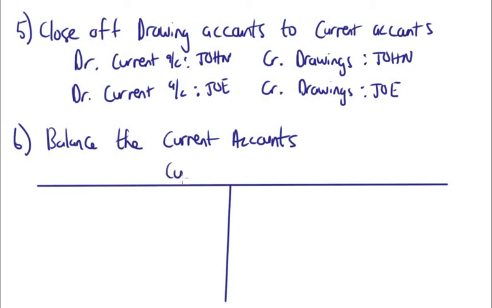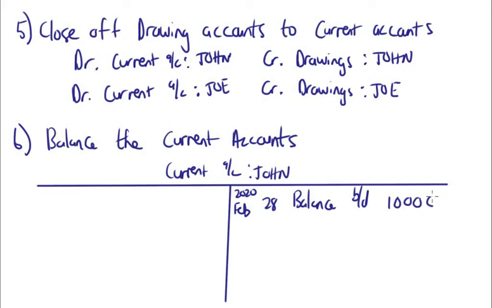So for example, if I look at current account John, we could have a balance here. Let's say that this happens at the end of Feb. So it's 2020 Feb over here. That's our naming convention. We're going to say balance brought down. Now remember, I told you guys in terms of this step they have to give that to you. So let's say they have a balance brought down of 10,000.